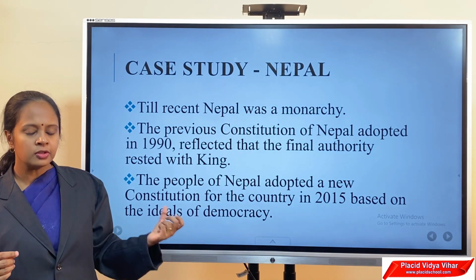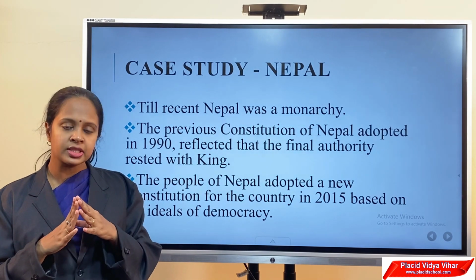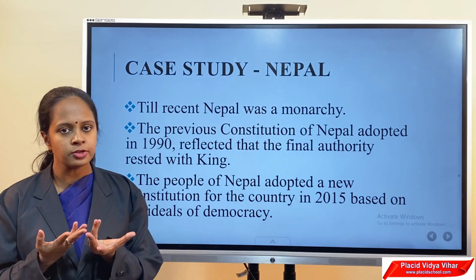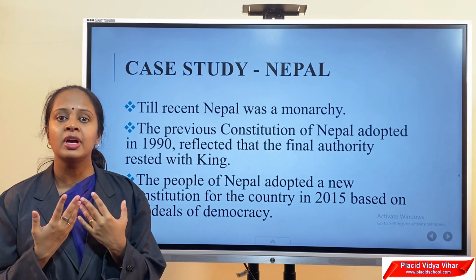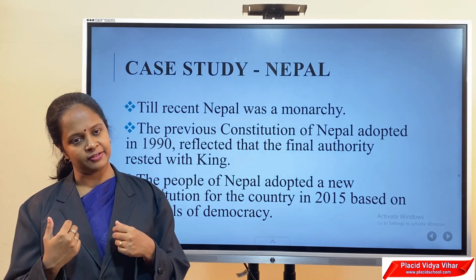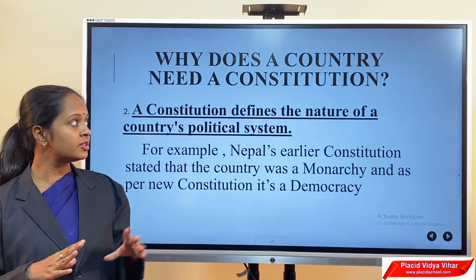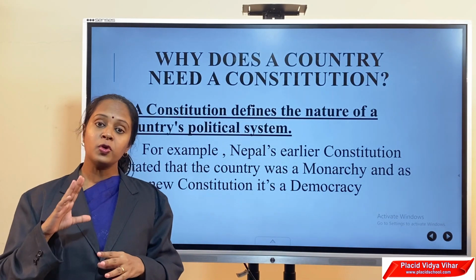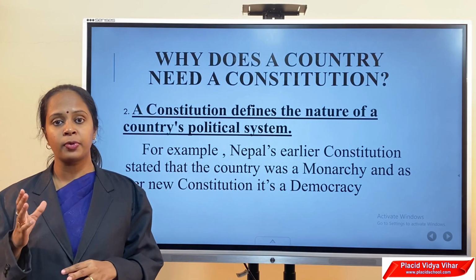So we need a constitution because it lays out the ideals of a nation where we aspire to live. Second point is a constitution defines the nature of a country's political system.